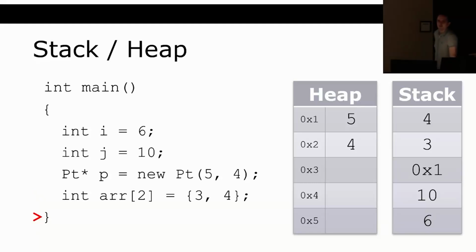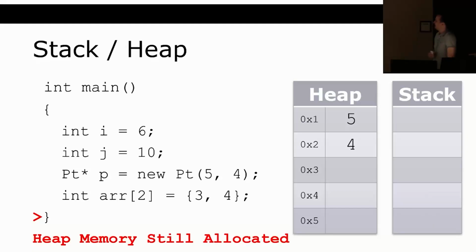Now what happens when we get to the closing bracket of this block of code? Well, things start to deallocate. The first thing that deallocates is this stack allocated array. So that gets popped off the stack. The next thing is going to be this pointer, right? Because the pointer is the thing that's on the stack. So that gets popped off. Then the j, and then the i.